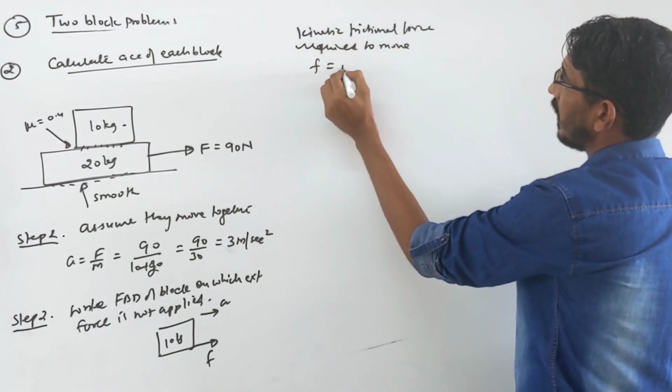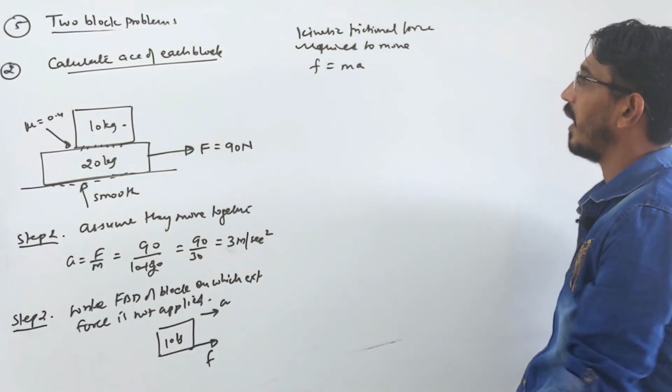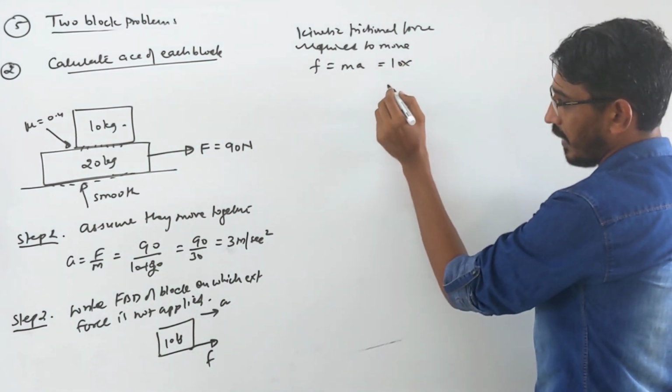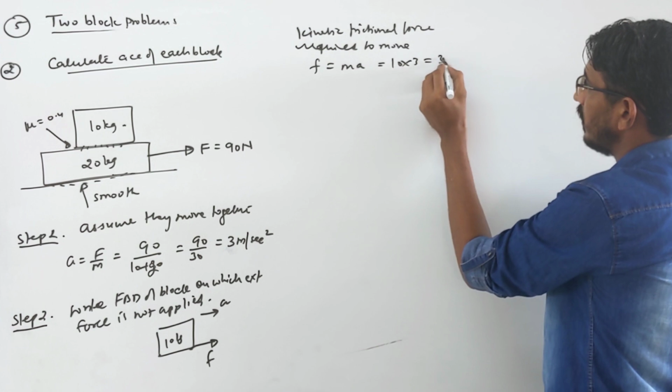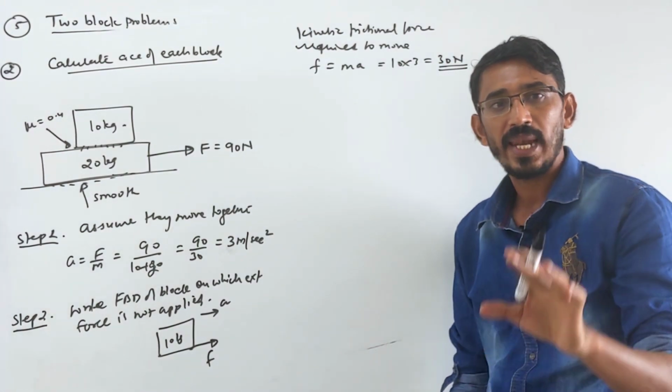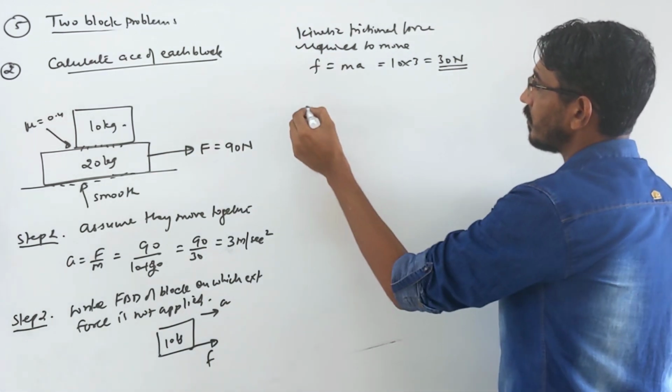So that will be equal to what? Ma, like the last step we wrote. The kinetic frictional force you want to calculate, write Ma. The mass of the block is 10, the acceleration we have calculated somewhere here, so that becomes 30 Newton. This is the force required to move, correct. Then you calculate what? The limiting frictional force.